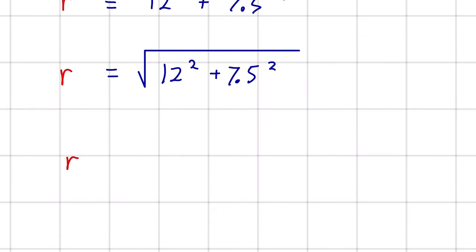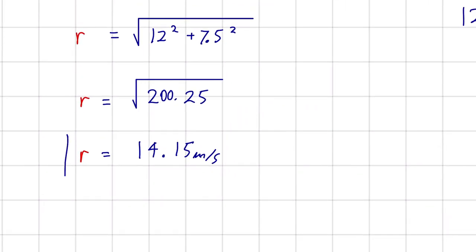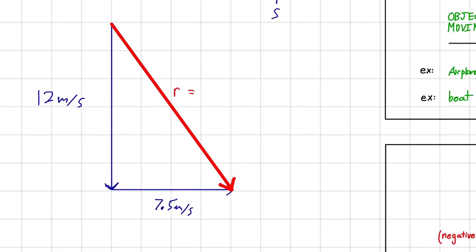Now solving for r, I encourage you to follow along with your calculators just to practice this and make sure you're getting the same answers. So r is equal to, we get a final answer of 14.15 meters per second. So that is the magnitude of our vector. 14.15 meters per second, that's our magnitude.